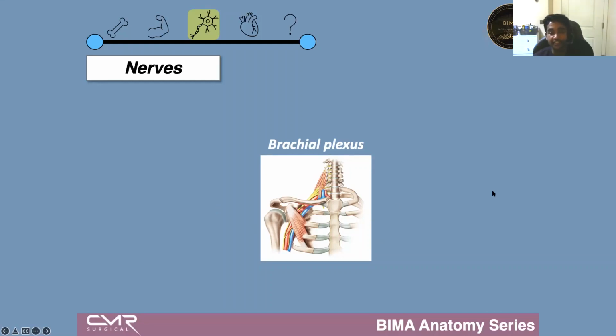Cool. Okay. So we're going to go on to the brachial plexus. Now, the brachial plexus is probably the most content heavy part of this section, but I'm going to try and break it down as much as possible, and we're going to try and make it as interactive as possible. So everyone, please do interact with the chat, because you're just going to learn more from doing that.